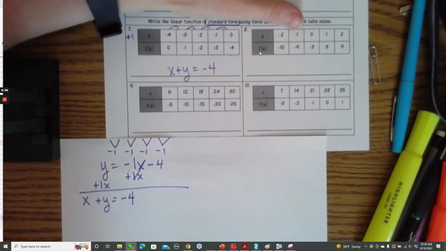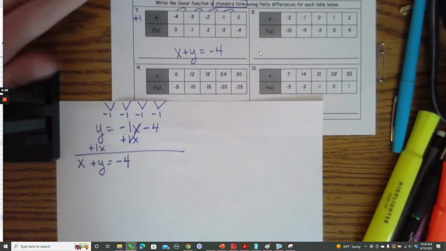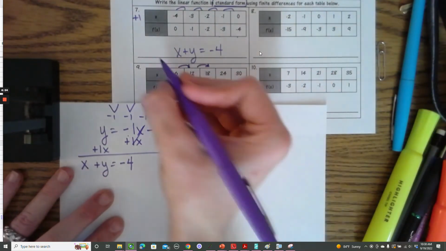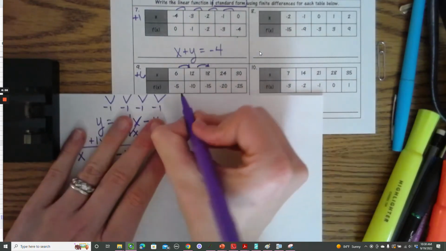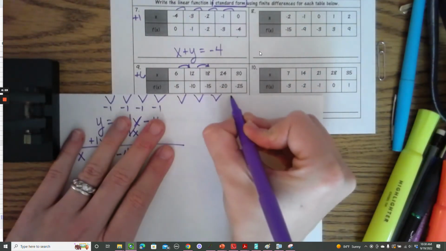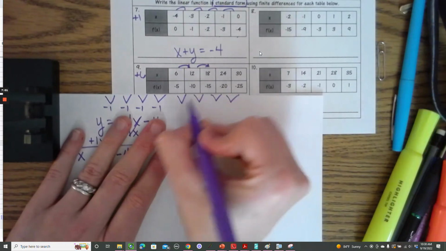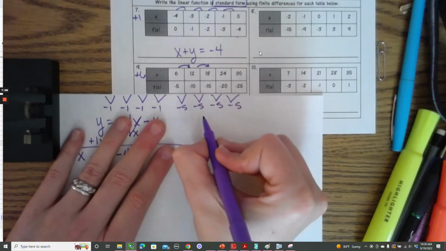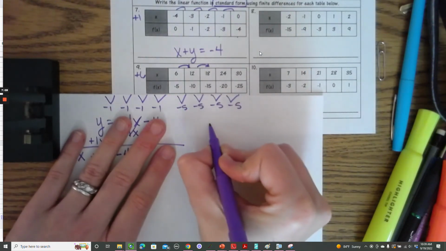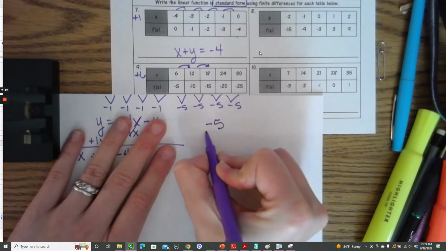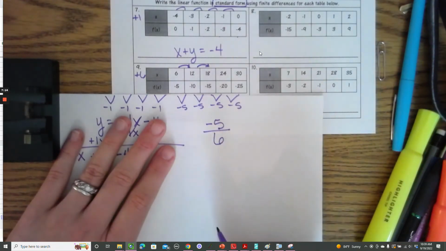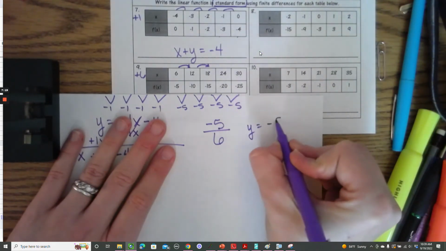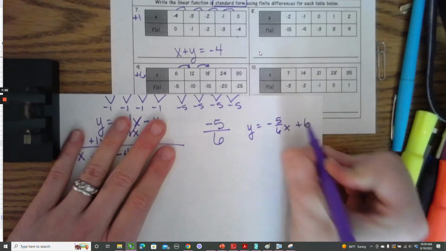Let's do 9. Because 9 doesn't have the y-intercept given to you. What's the change in x here? What are they doing every time? All right, plus 6. Change in y. Minus 5. All right. So, my slope then would be the change in y, which is a negative 5, over the change in x. So my equation would be y equals negative 5/6 x plus b.